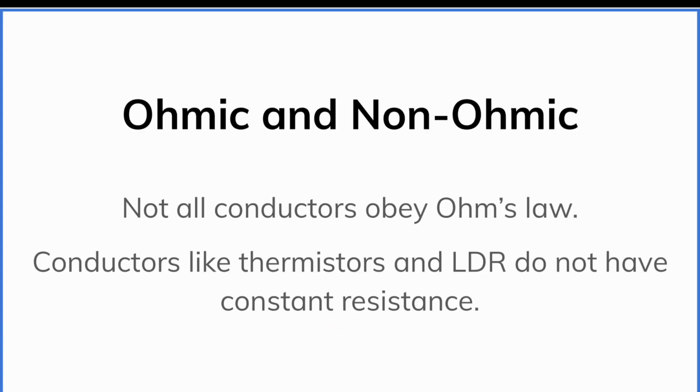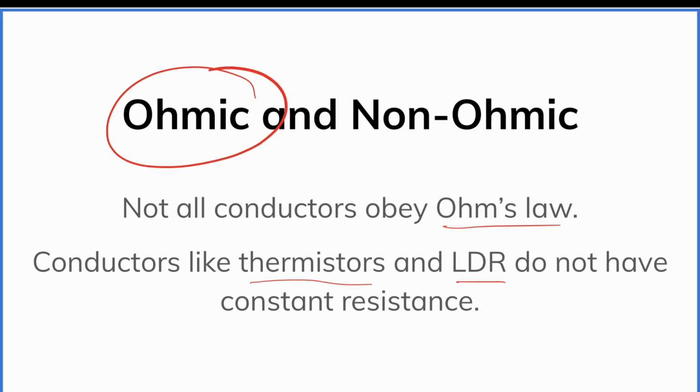Not all conductors obey Ohm's law. In a previous video, we learned about things like thermistors and light-dependent resistors, and they do not have a constant resistance, whereas an ohmic conductor will have a constant resistance as you change the current.